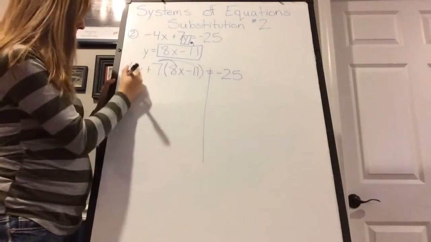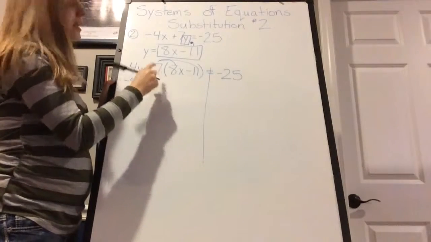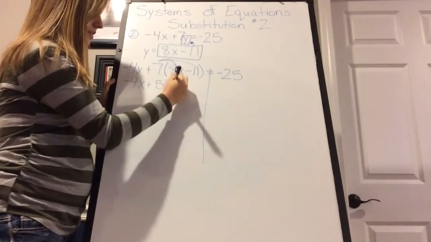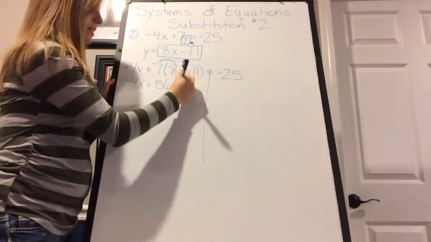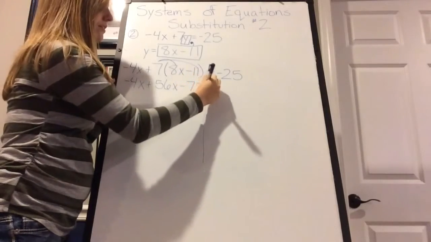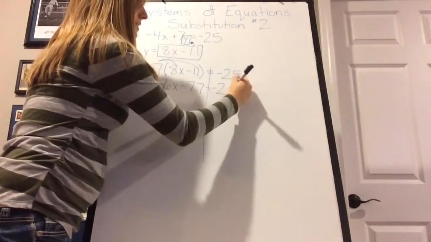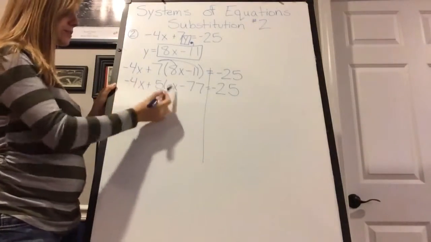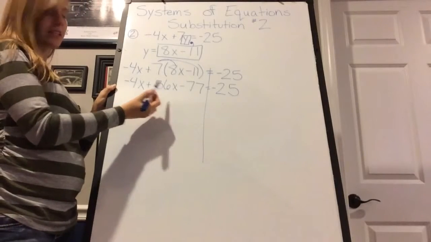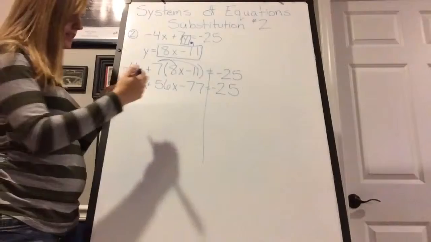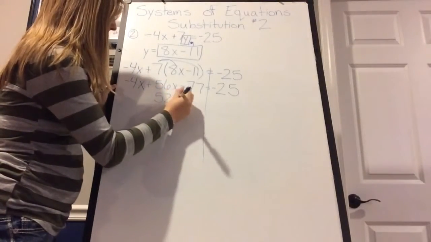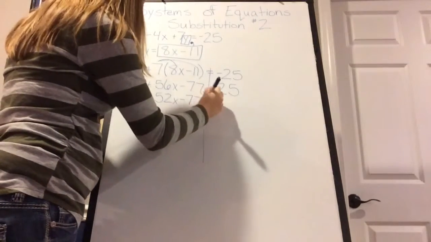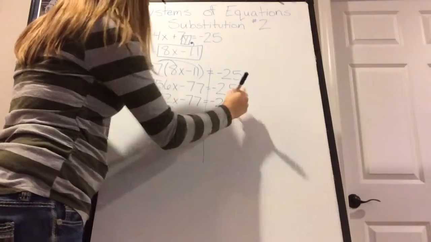Multiply by that 7. Negative 4x stays the same. 7 times 8x is positive 56x. And 7 times minus 11 is minus 77. The minus 25 stays the same. Okay, from here I can combine like terms. Negative 4x and positive 56x. The signs are different, so I subtract. Keep the sign of the bigger number, so I get positive 52x. The minus 77 just comes down, and so does the negative 25.